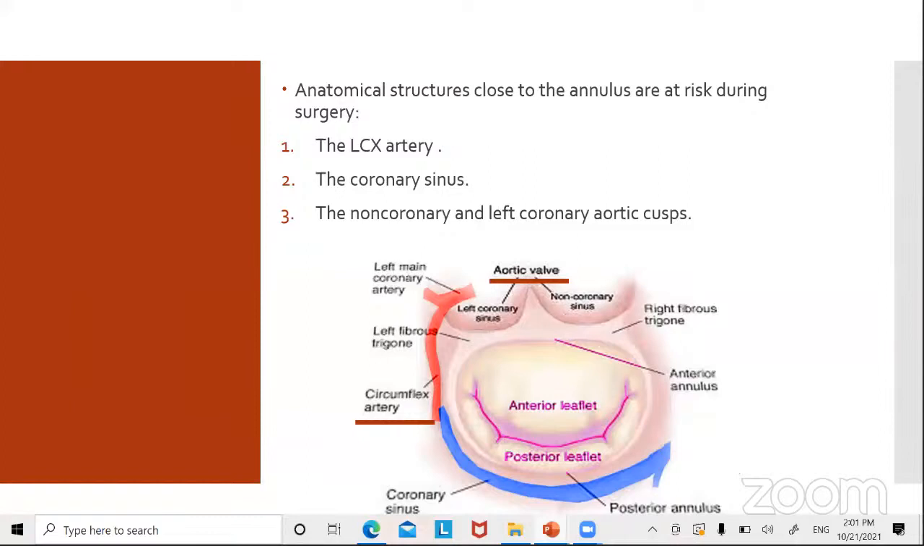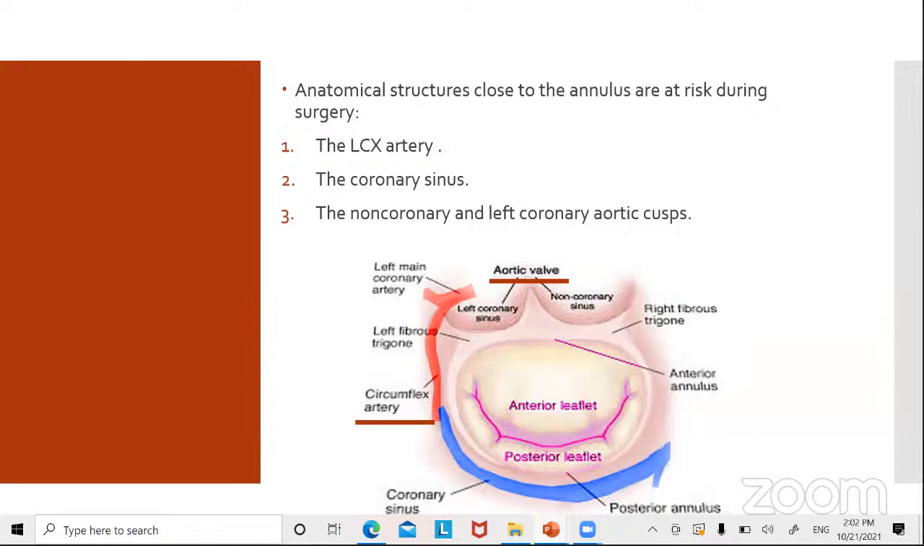There are anatomical structures close to the annulus that are at risk during surgery. We have the left circumflex artery, which runs between the base of the left atrial appendage and the anterior commissure, 3 to 4 millimeters from the leaflet attachment, and then moves away from the rest of the posterior annulus.